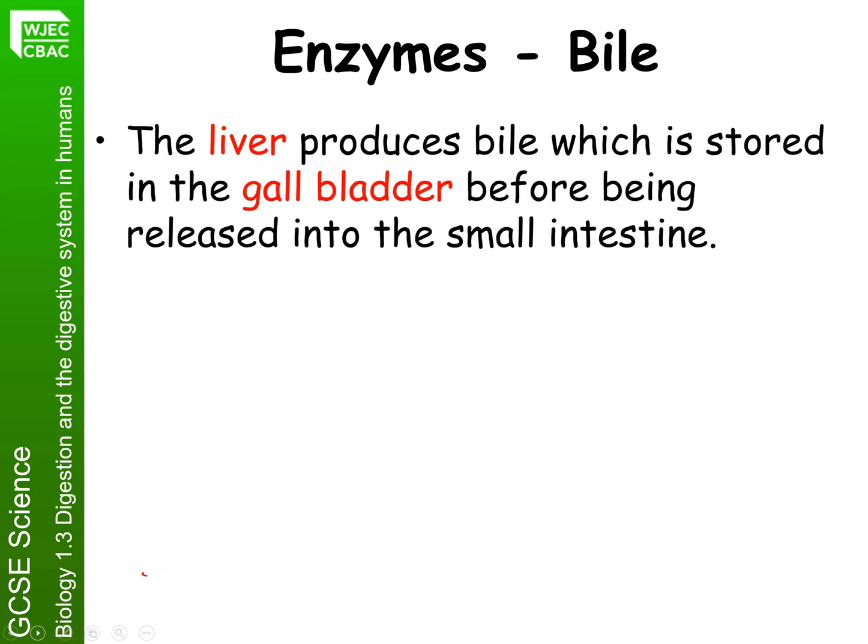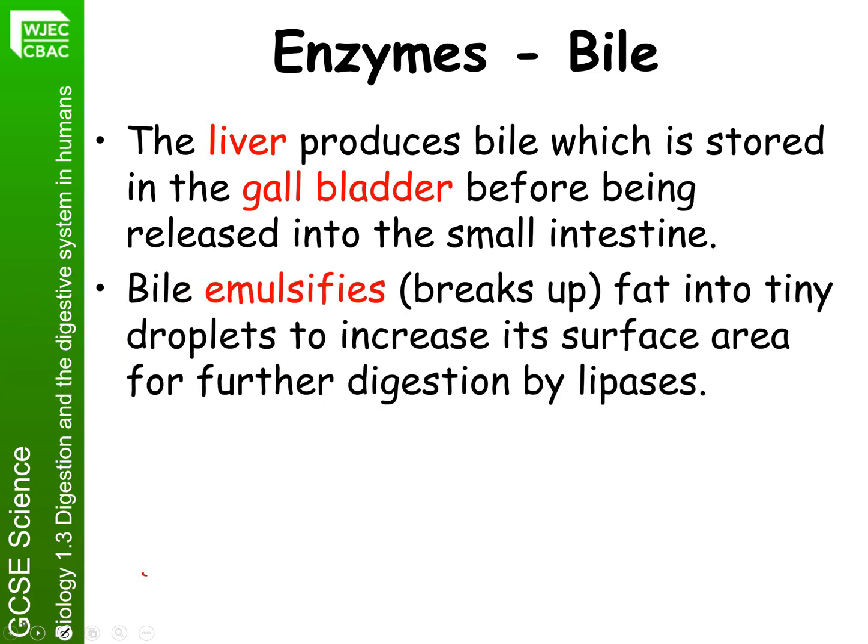So as we saw on the diagram, the liver produces bile, which is then stored in the gallbladder before being released into the small intestine. If you can write this information down. Bile has two roles in your digestive system.